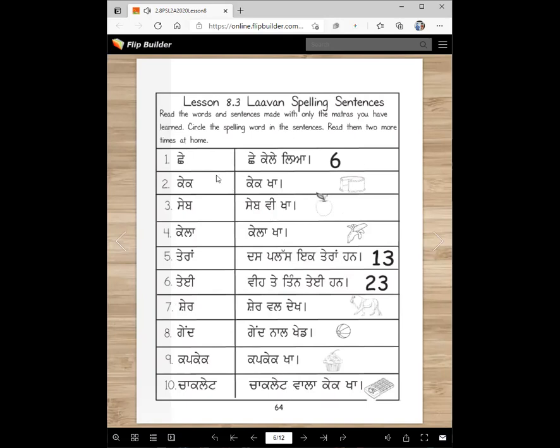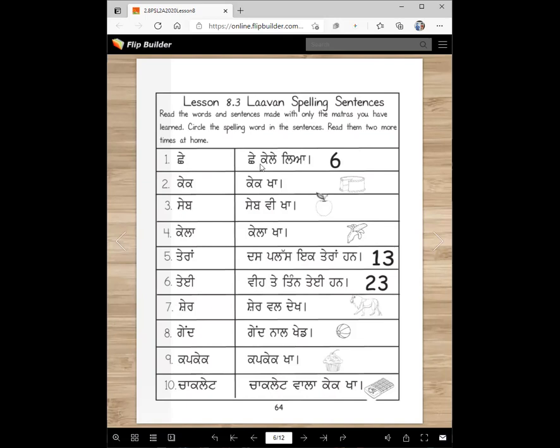Now these are the sentences. In these sentences, we only use the matras that we have learned so far, right? So it should be really easy to read these words, okay? And after you read the sentences with me, you're going to circle the spelling words in the sentences and then read them two more times at home.